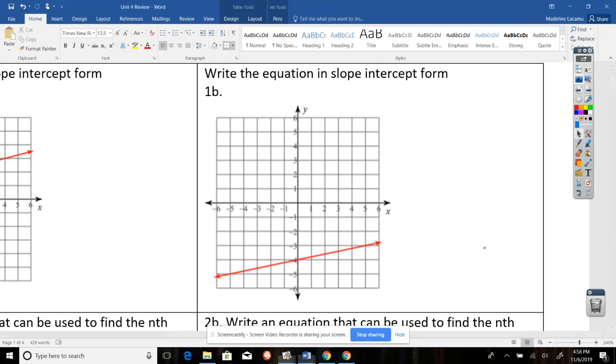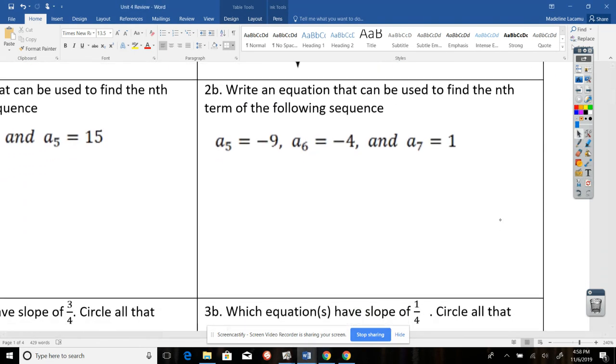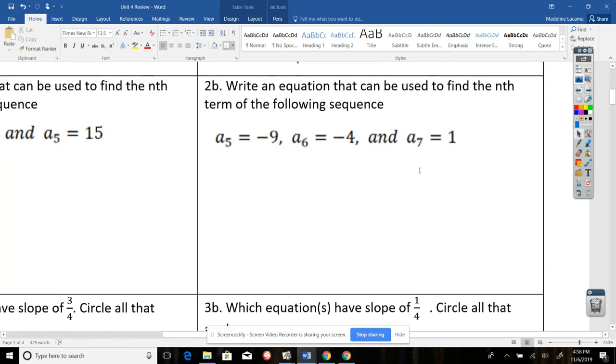For number 2, we're going to write an equation that can be used to find the nth term of the following sequence. So with sequences, we're going to use the formula a sub n equals d times n plus a sub 0. So remember that here, a sub n, that's like our y value, d is the common difference, n is like our x value, then a sub 0, that's going to be your 0 term.